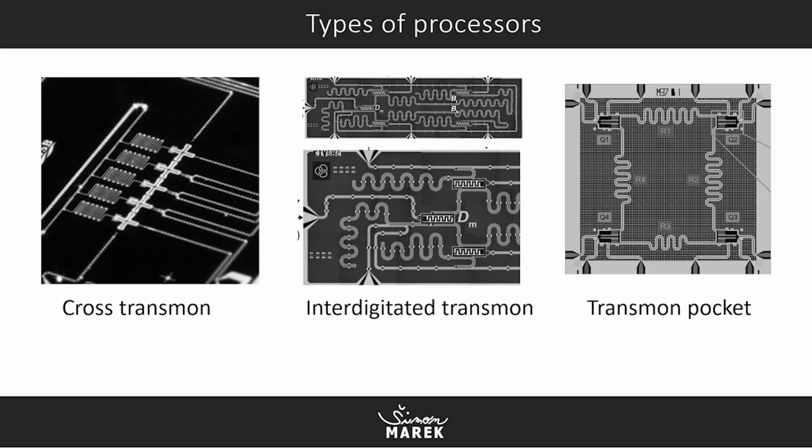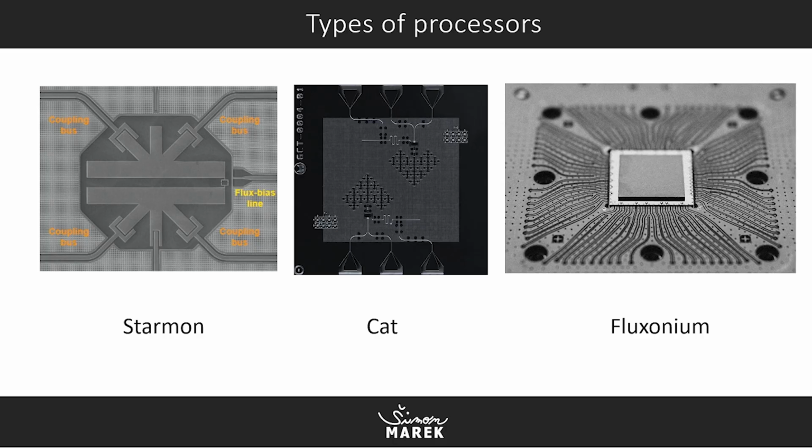Yeah, so that's for transmon. Then we have other types of processors and qubits. Starmon is a very nice one because we have more ports. We usually have four coupling buses, a flux bias line, a microwave drive line, and a readout line. So this is preferred for more complex devices where we need more ports and more connections. It is very good for designs that are very complex.